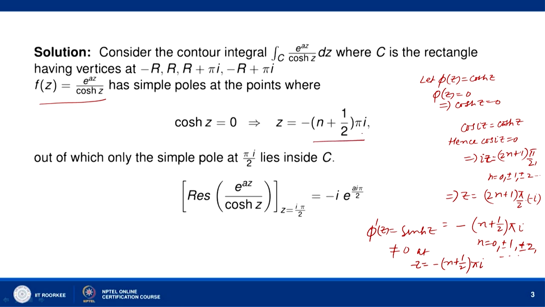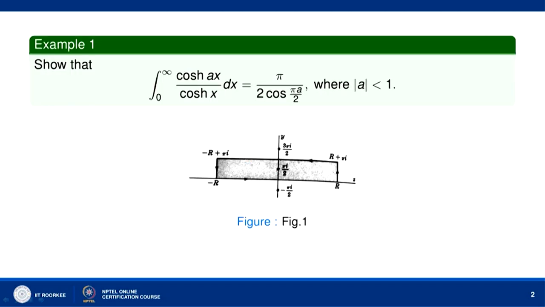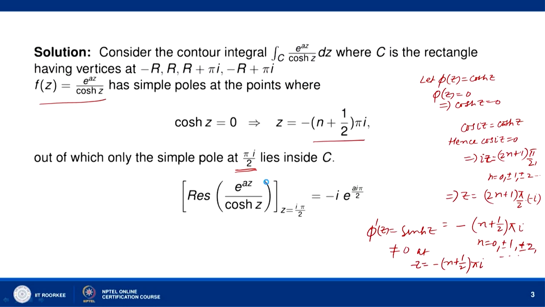Now out of the points z equal to minus (n plus half) pi i, where n is equal to 0, plus minus 1, plus minus 2 and so on, only the pole pi i by 2 lies inside the rectangle bounded by minus R, R, R plus i pi, minus R plus pi i. So we will need to consider the residue only at z equal to i pi by 2. So let us find the residue of e to the power az over cosh z at z equal to i pi by 2.